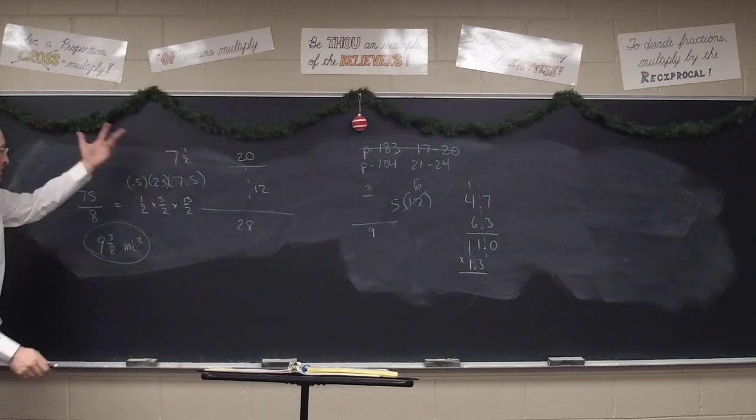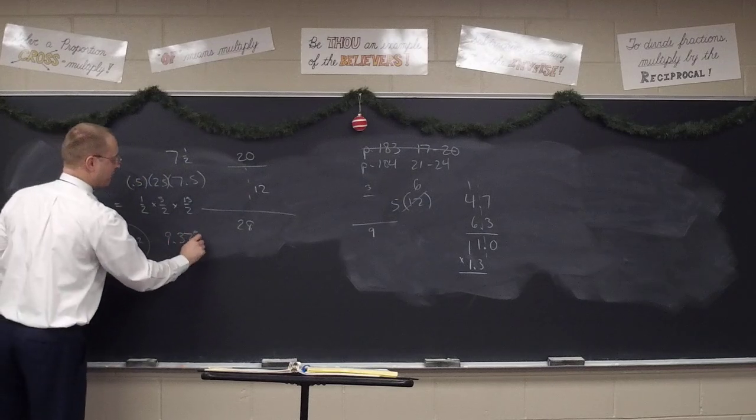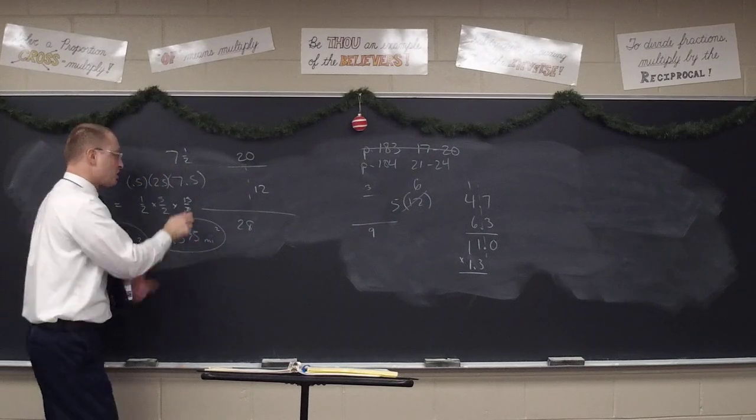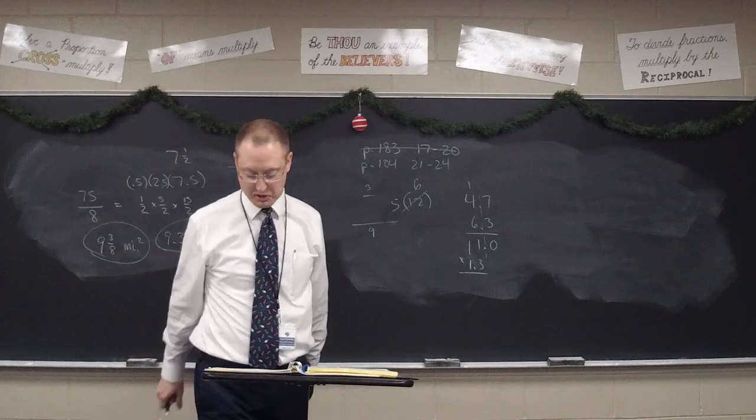You could do the same thing with the decimals. You get 9.375 miles squared. Just showing you could, in some cases, maybe go with some fractions.